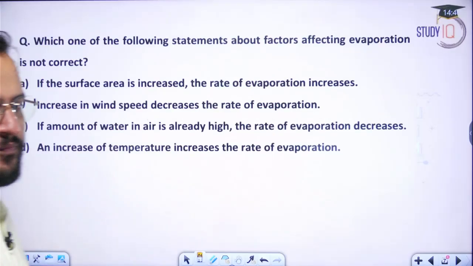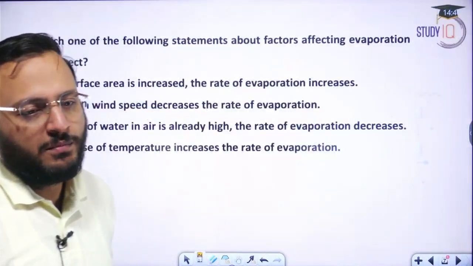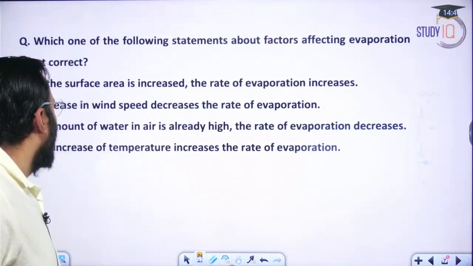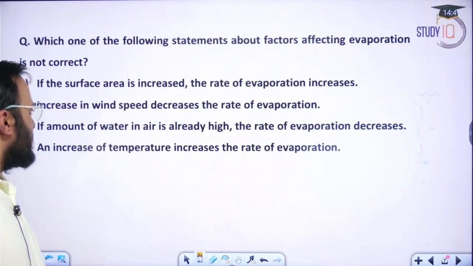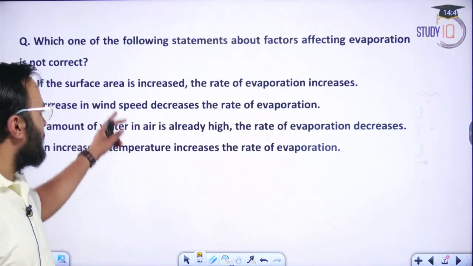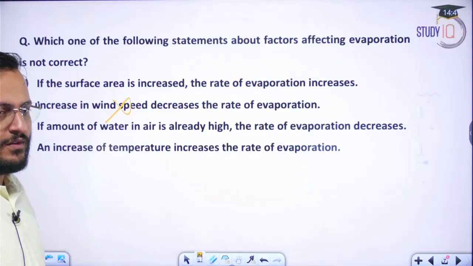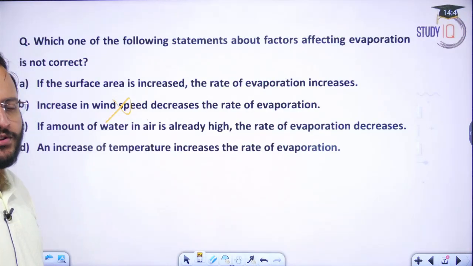Yes, everyone. B is wrong. Very good. So I think all of you got the answer. The increase in the wind speed decreases the rate of evaporation is wrong. Okay, that is wrong. Rest everything is correct. Absolutely easy question.